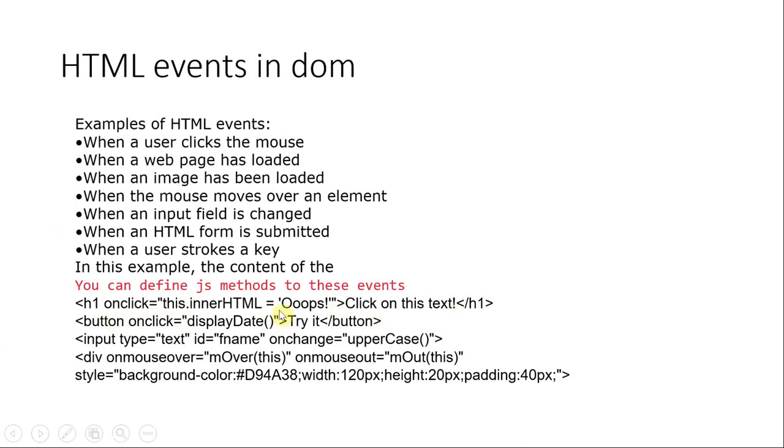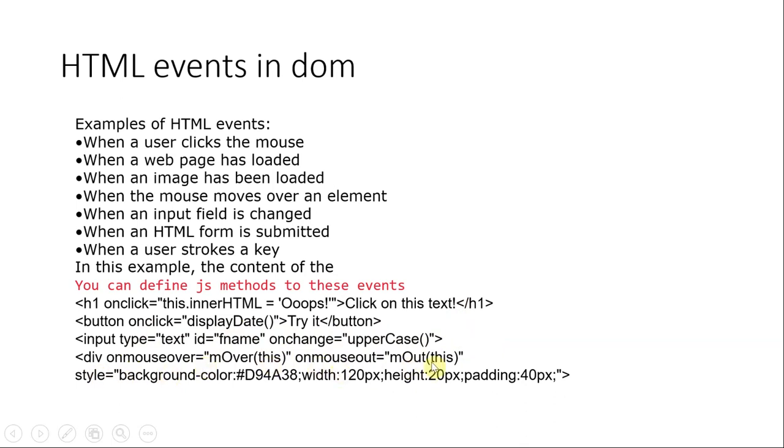First is onclick, straightforward. This refers to this particular tag, and this.innerHTML changes it. Now look at this one, we have already seen this. This basically calls a method. Then another input of type text, where on change, if you make a change to it, you're calling an uppercase method. This is again a JavaScript method that you have to write.